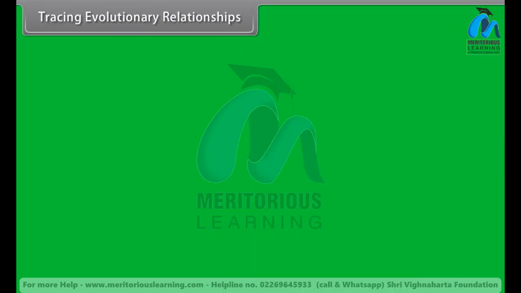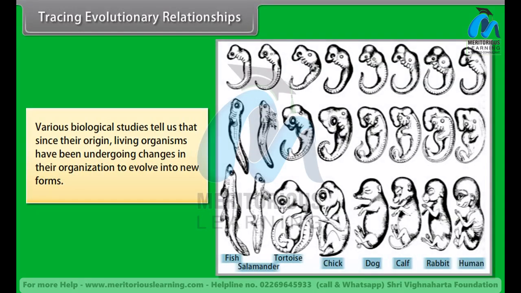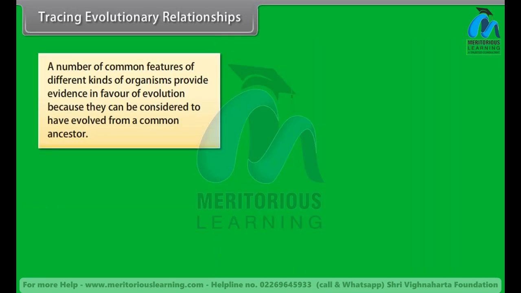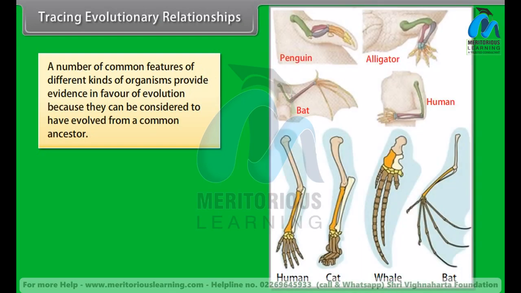Tracing evolutionary relationships. Various biological studies tell us that since their origin, living organisms have been undergoing changes in their organization to evolve into new forms. A number of common features of different kinds of organisms provide evidence in favor of evolution because they can be considered to have evolved from a common ancestor.